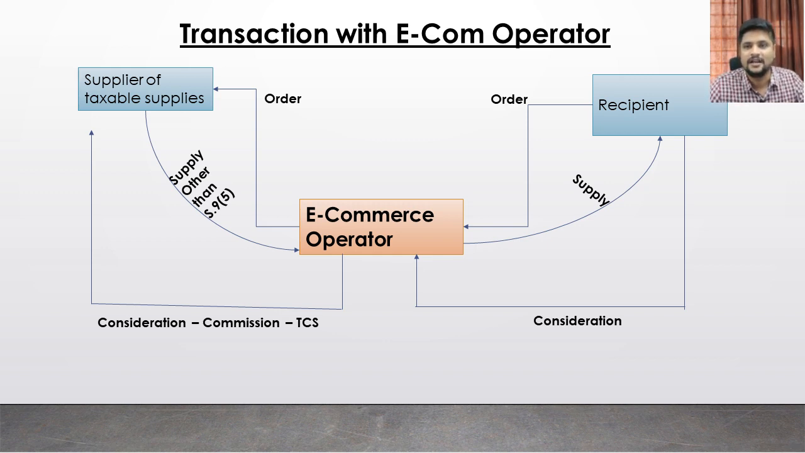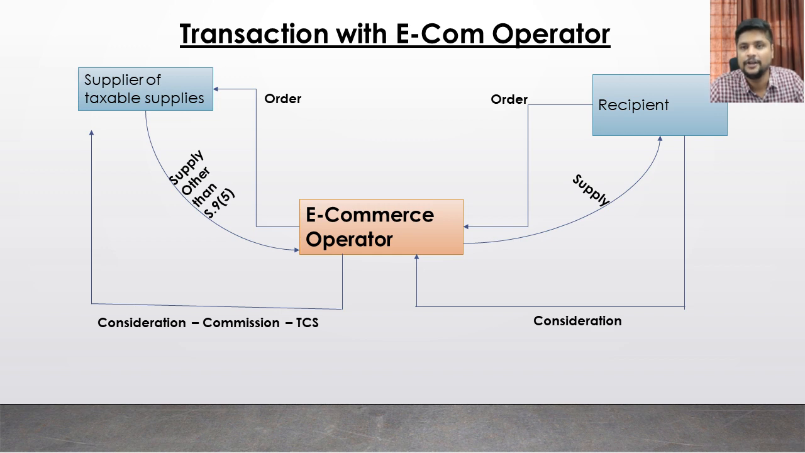Here we should understand that the supply provided by the supplier should not fall in the nature of supply on which RCM is applicable, RCM under section 9 subsection 5, which we have already discussed. This supply should be other than those supplies. That supply will be received by the e-commerce operator and supplied in turn to the customer. After the supply is made, the recipient of supply or the customer will make the payment.